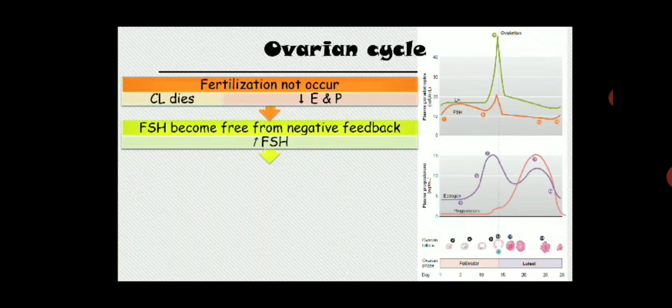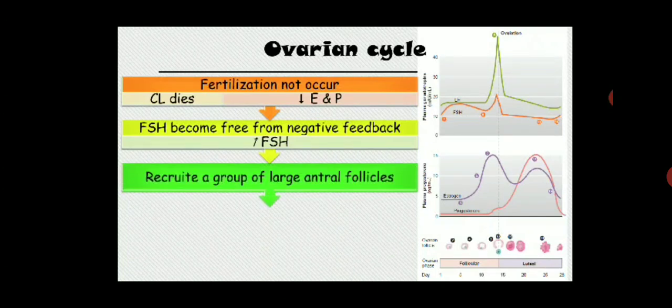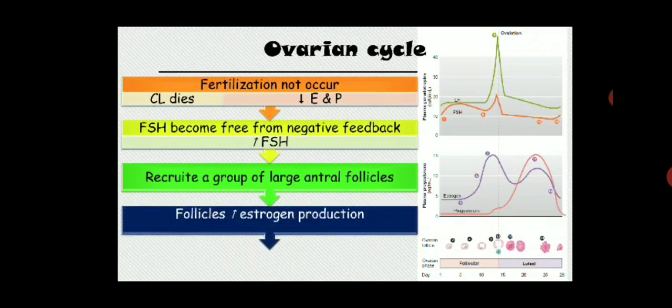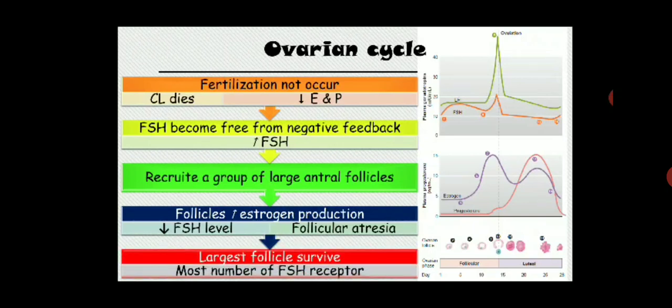Once there is more FSH inside the circulation, this FSH will recruit a group of large antral follicles and invite them to develop and convert into Graafian follicles, right? Now the Graafian follicle will increase estrogen production. This increased estrogen production gives negative inhibition to the FSH secretion, so the FSH level decreases. By decreasing the FSH level, in the remaining follicles other than the biggest one, follicular atresia will take place. The growth of all the other follicles will regress. Only the single largest follicle survives, the one that has the most FSH receptors.